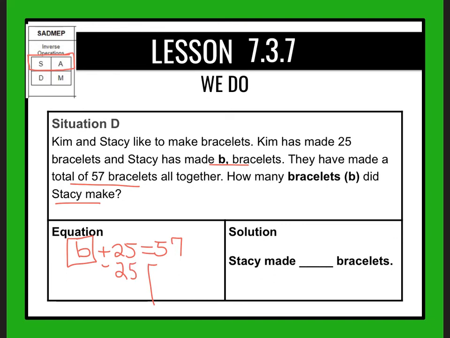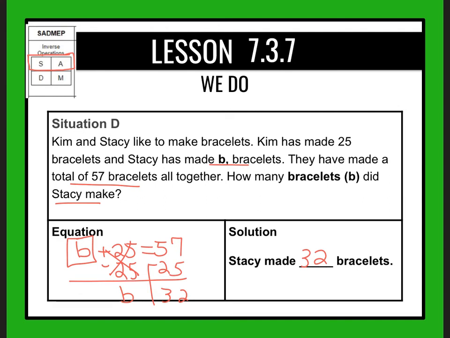So I can subtract 25 on both sides because this will give me 0 pairs, which will leave me with the bracelets that were made for Stacy. So 57 take away 25 is 32. So Stacy must have made 32 bracelets.